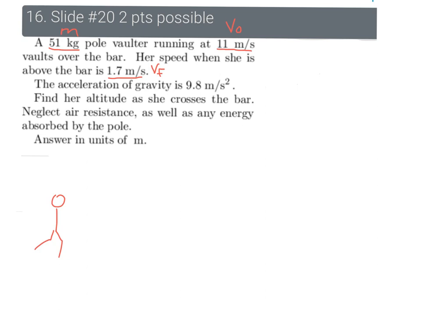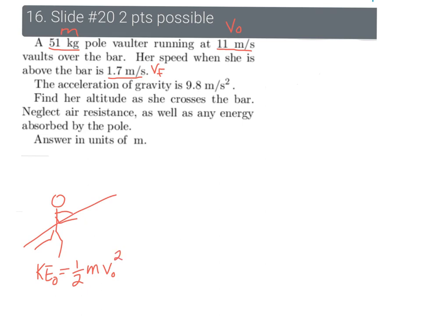who is initially running, and they have their vault. And so we can figure out the type of energy they have. Initially, it's just kinetic energy. And so their original kinetic energy is going to be equal to 1/2 the mass times the initial velocity squared.